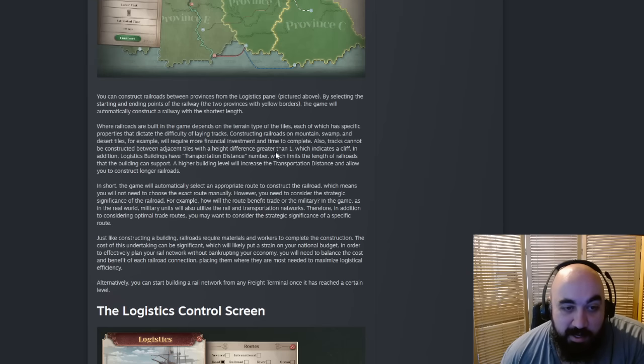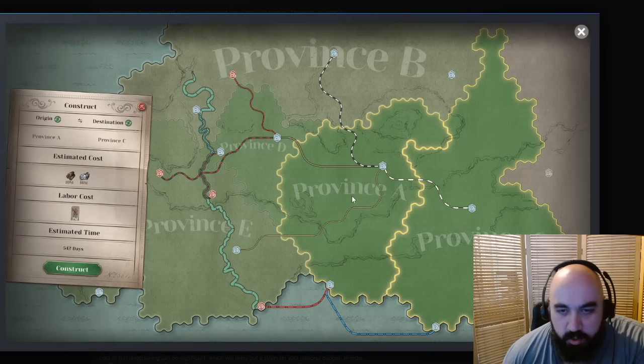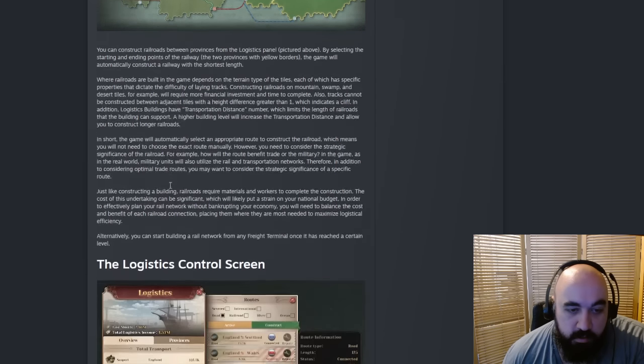Makes sense. In addition, logistics buildings have a transportation distance number, which limits the length of the railroads that the building could support. A higher level building will increase the transportation distance, allowing you to construct longer railroads. Okay. But won't we be constructing them to adjacent provinces, not province B to C? Okay, maybe that's not the case.